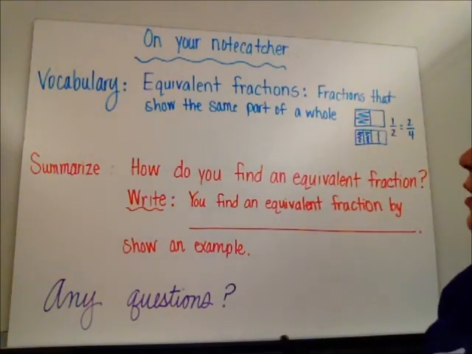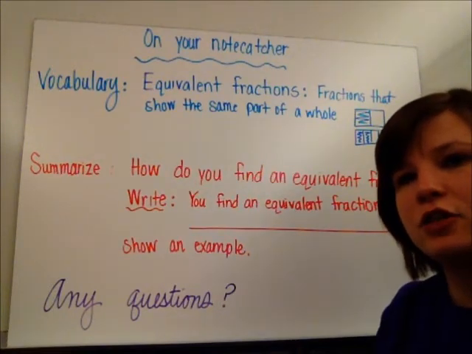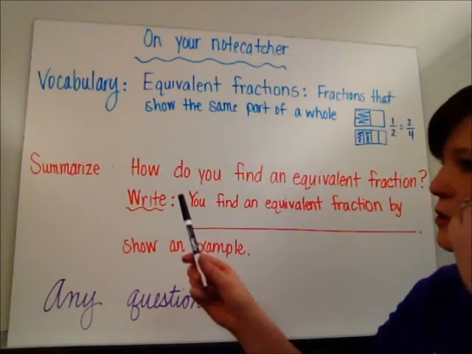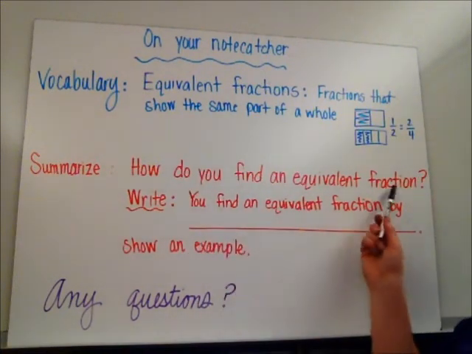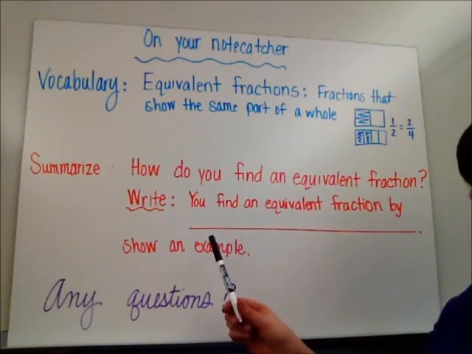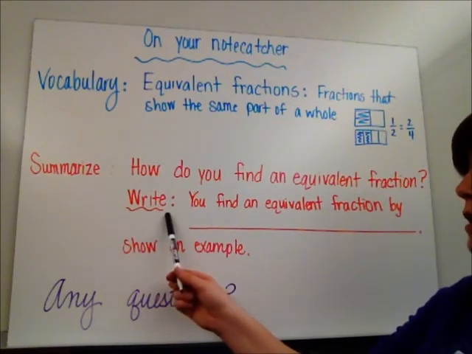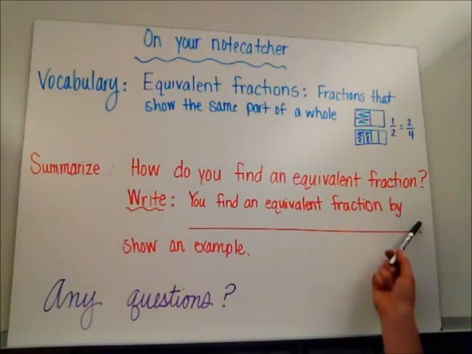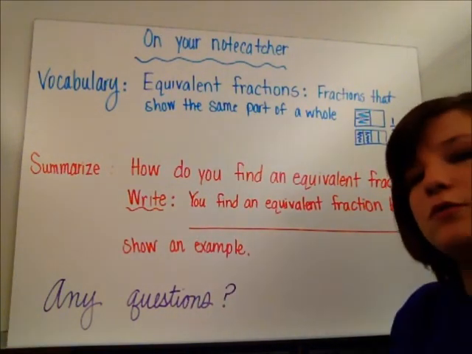For your summarize part of your note catcher, after you're done writing your vocabulary, here's the question I want you to answer in your summarize. How do you find an equivalent fraction? So think back to the part of the video that explained that, and you can rewatch it if you need to. You're going to write this sentence starter. You find an equivalent fraction by blank, and fill in that blank with how you do that.